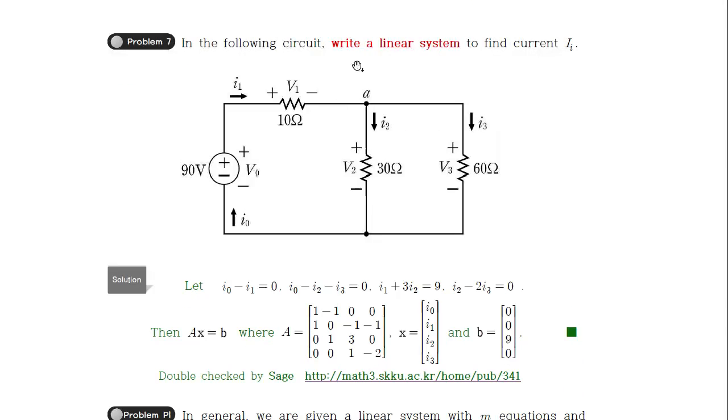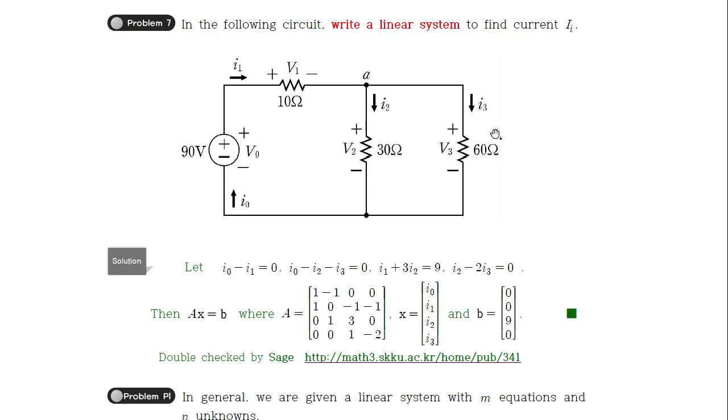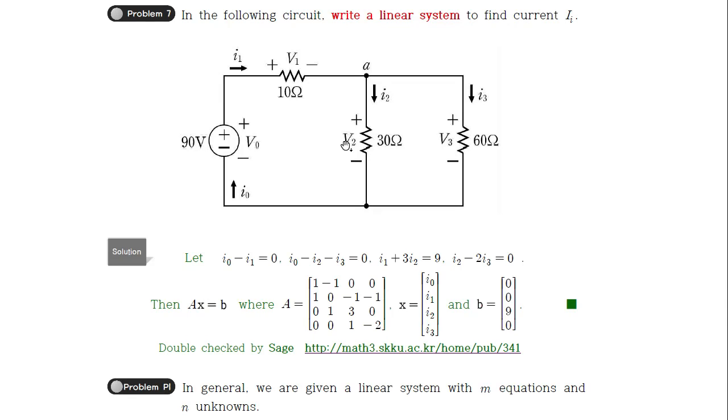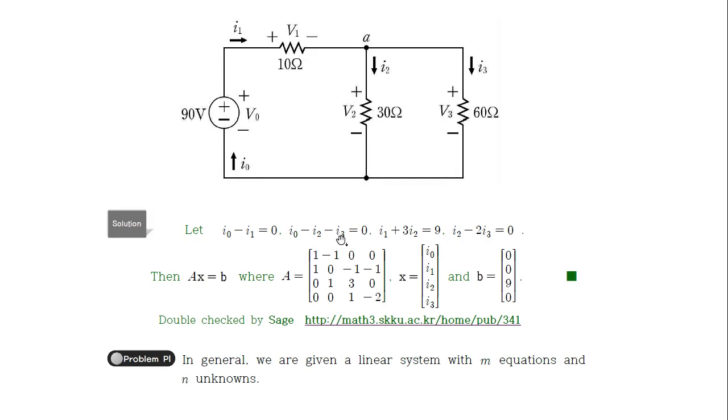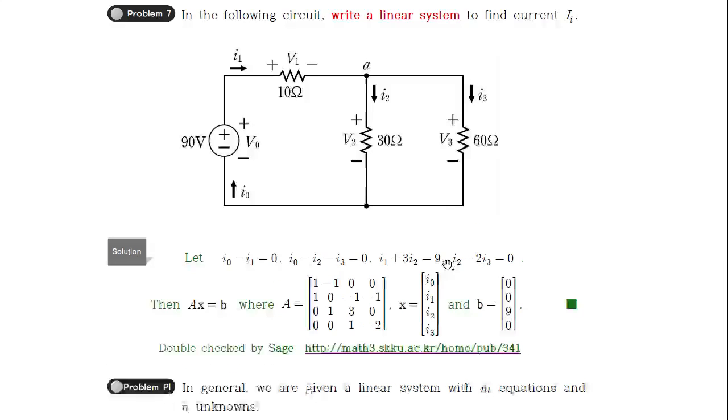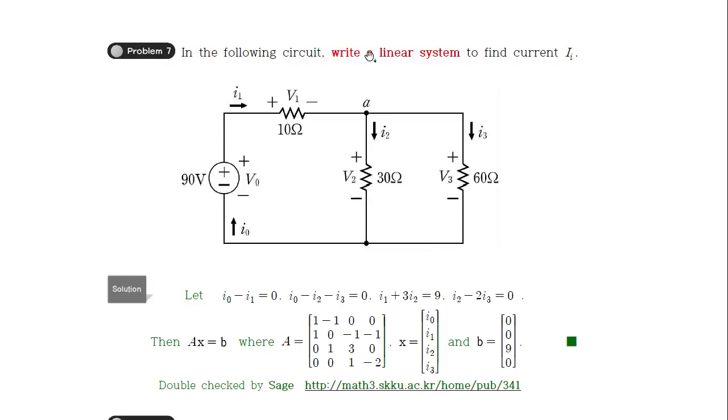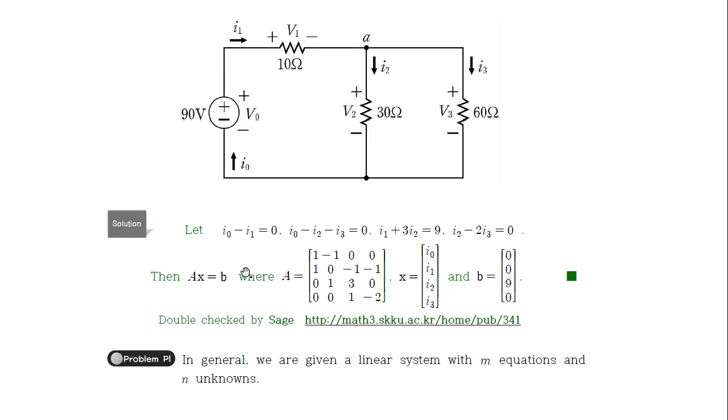In the following circuit, write the linear system to find the currents. From here, you use Kirchhoff's laws to build up equations 1, 2, 3, 4. And this gives you a linear system of equations like this. And here the question is just to build up a linear system to find these currents. So you build up the 4 equations, and you build up the linear system of equations to find these I's. Okay?